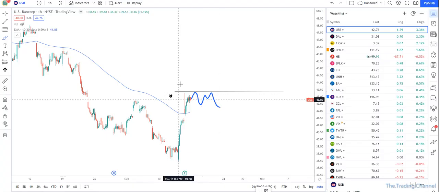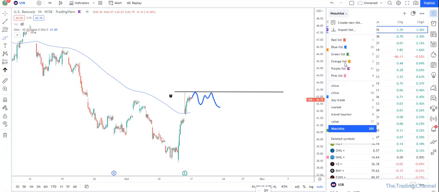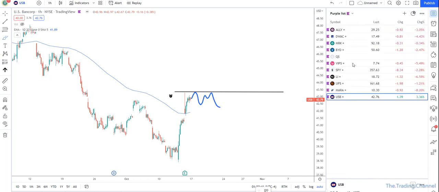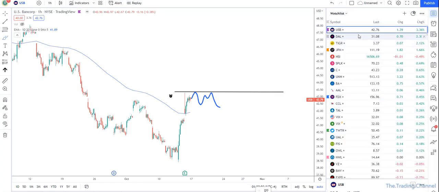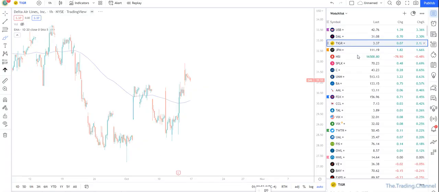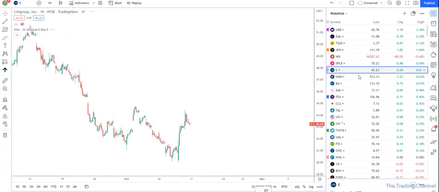So when that happens, assuming I want to do this, if this is USB, most of the time I will mark it as, for example, purple color. So purple color are stocks that are grade A, for example, so that I don't have to look at them again and again. So I would actually go through my whole watch list one by one. I'll look at the second stock, the third stock, the fourth stock, and so forth.